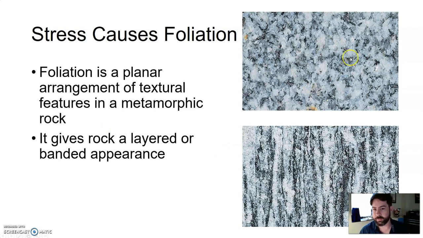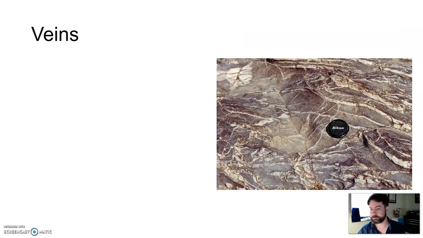This is a type of igneous rock called, it looks like, granodiorite. You can see the black, white, and clear pieces, all more roundish crystal grains. You apply a pressure, a stress, to that, and all of those pieces get squished and elongated, and you create this foliation. It gives it a layered or banded appearance.